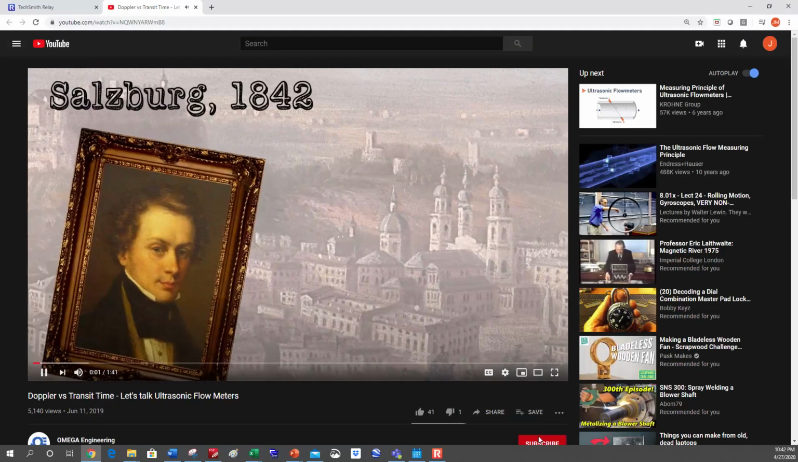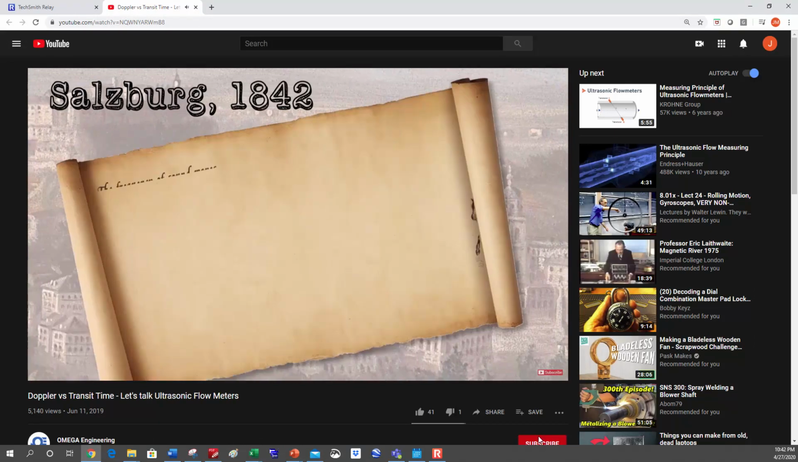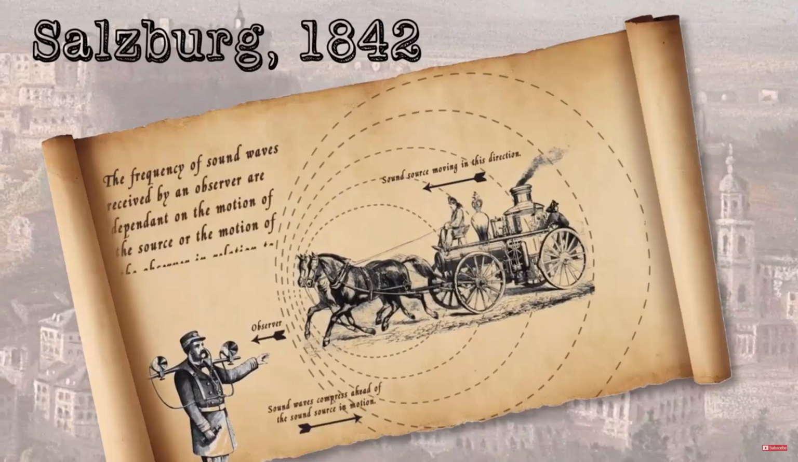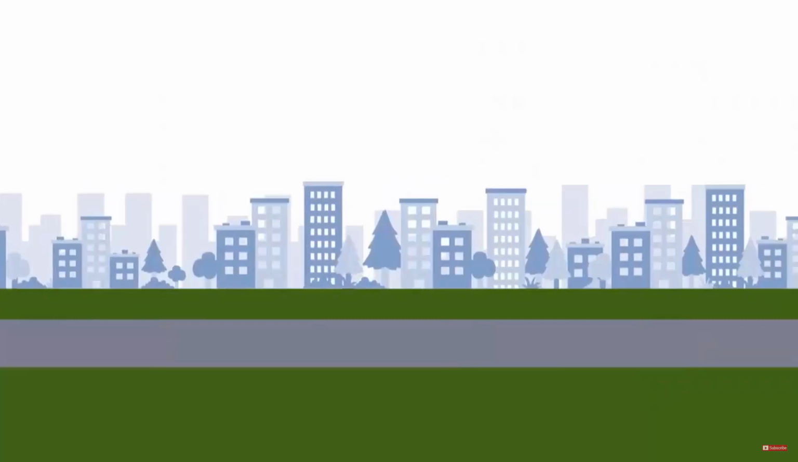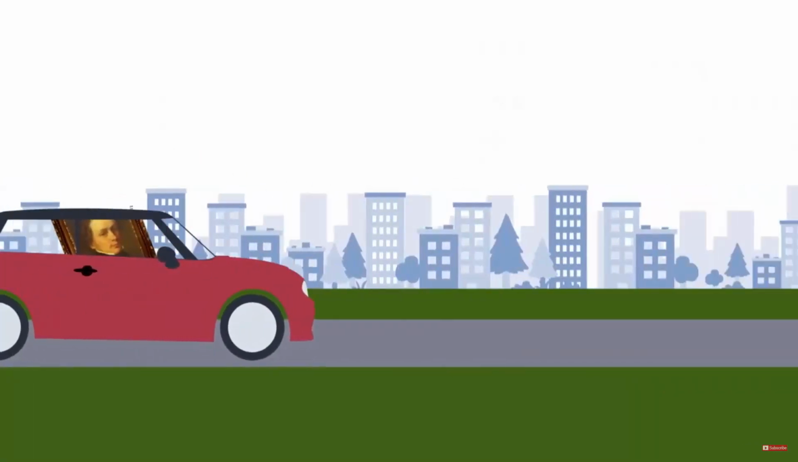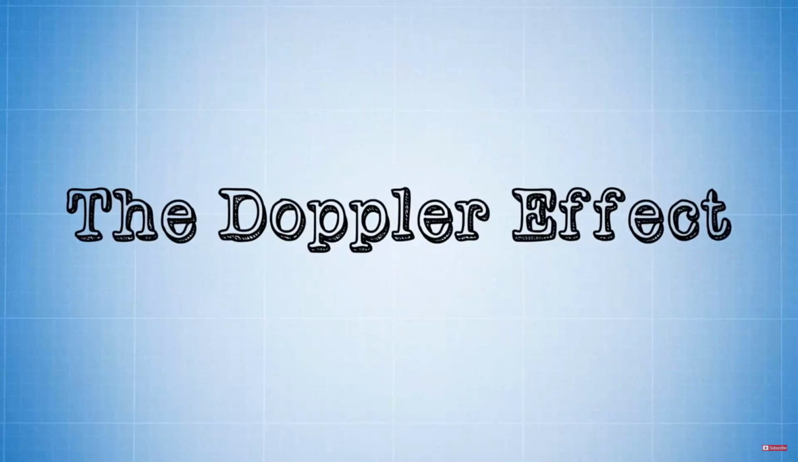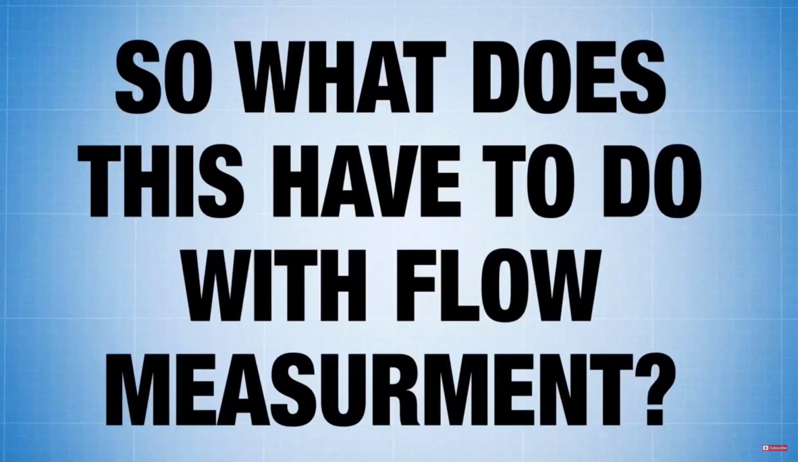In 1842, Austrian physicist and mathematician Christian Johann Doppler observed that the frequency of sound waves received by an observer are dependent on the motion of the source of the sound, or the motion of the observer in relation to the source of the sound. Think about how the sound of a car's horn changes pitch as it goes by. This phenomena is known as the Doppler effect. So what does this have to do with flow measurement? Well, the same principle is used in some ultrasonic flow meters.